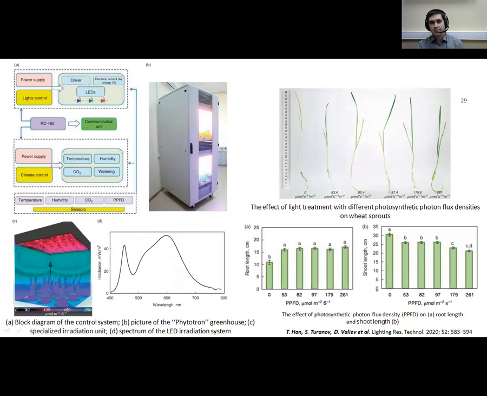So what have we found? We found that the optimal PPFD with the continuous spectrum, and here is the spectrum of the LED which was used for our experiments, is located in the range from 82 to 100 micromole per square meter per second. This will make it possible to reduce the radiation in the early stages of development without harm to the plants, which will reduce the energy consumption required for their cultivation.